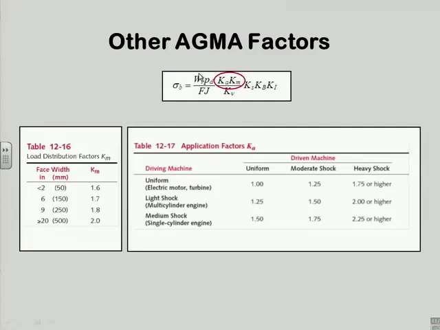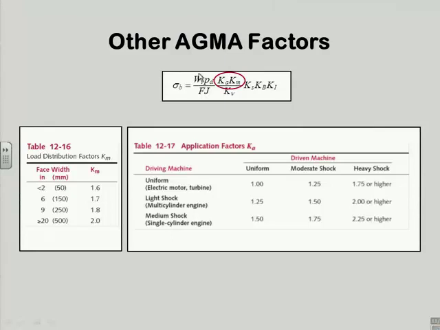But if I have that same turbine driving, I don't know, maybe an air compressor or something like that, it might go to 1.25 and so forth. And if I'm in a very heavy shock and driving it with a single cylinder engine, I get 2 1/4. So I more than double the stress then, because this is in the numerator also. So you get the idea? All very empirical. But that's the way gear data has been developed.